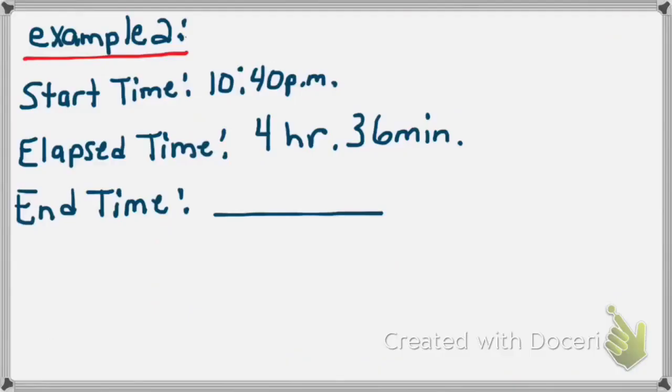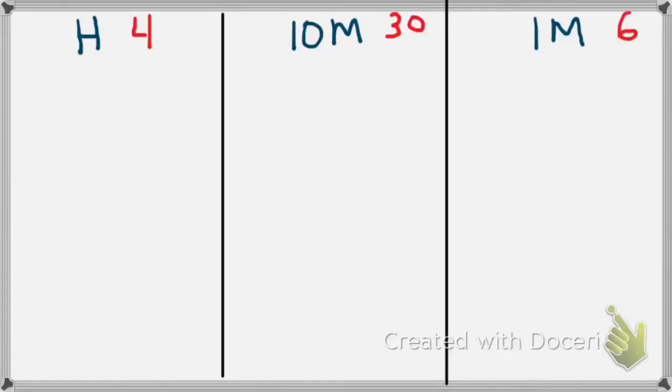So here's another way you'll see these examples. Example 2, start time, 10:40 p.m. Elapsed time, 4 hours, 36 minutes. End time, blank. We need to figure out the end time. Okay, well, we're going to follow the same format of the 3 columns. So I'll draw my 3 columns. I'll label the first column H for hours, the next column 10M for 10 minutes, and the final column 1M for 1 minute. I know that the elapsed time is 4 hours and 36 minutes. So I'll label that right on the top so I know where I'm going.